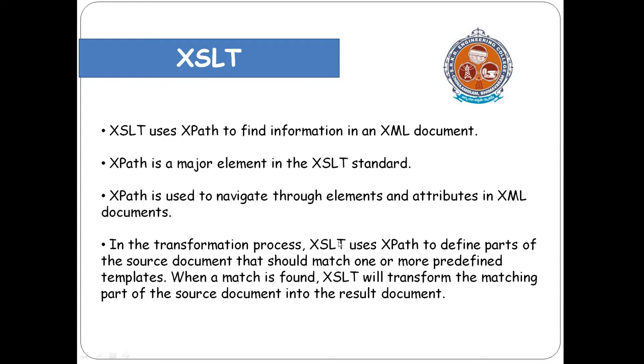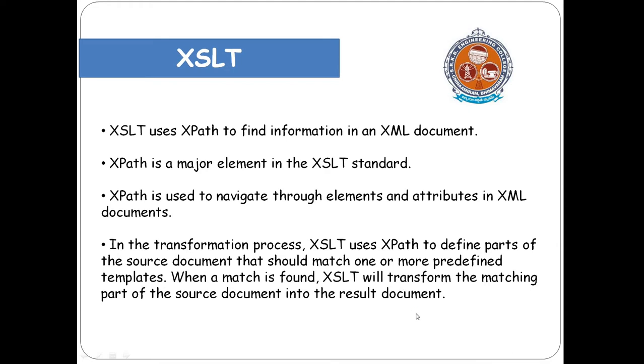In this transformation process, XSLT uses XPath to define parts of the source document that should match one or more predefined templates. There are some predefined attributes in XPath, and we are going to use them. When a match is found, XSLT will transform the matching part of the source document into the result document. We use the match attribute, and its values have some predefined meaning. So when it is matched, XSLT will transform the matching part of the source document into the result document.